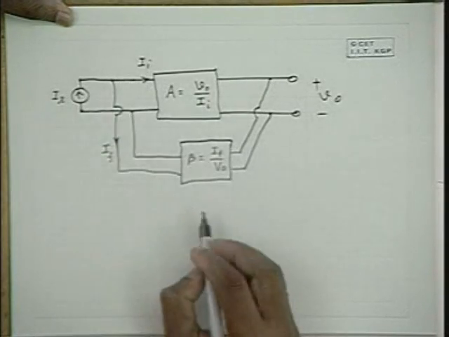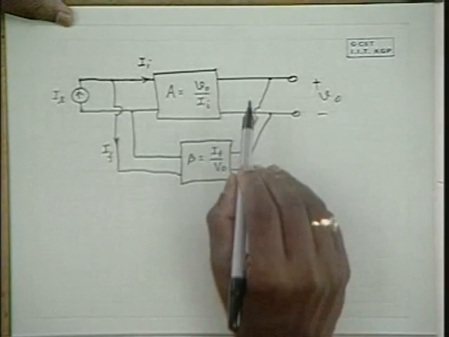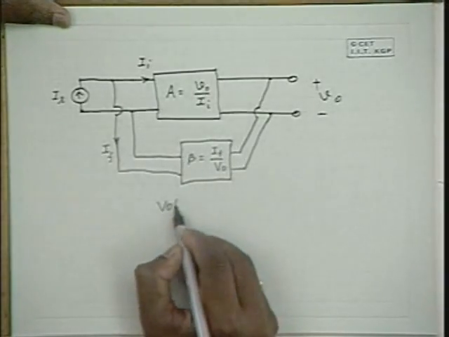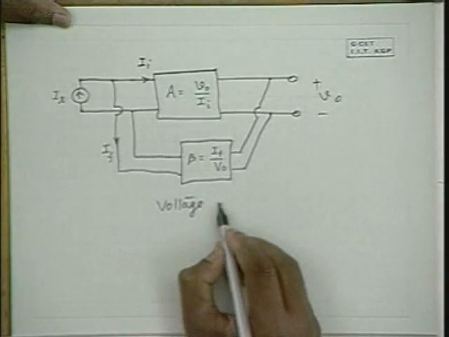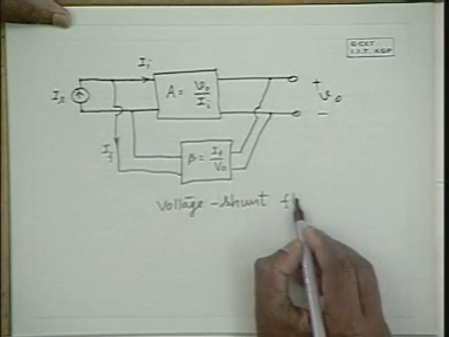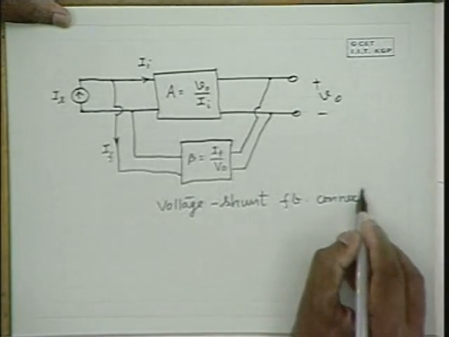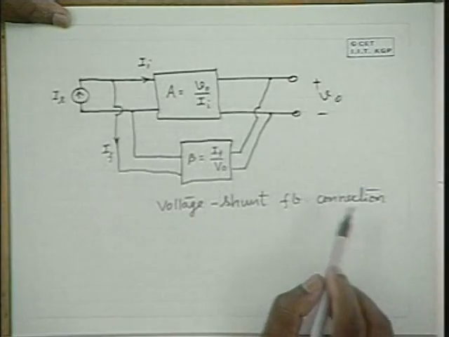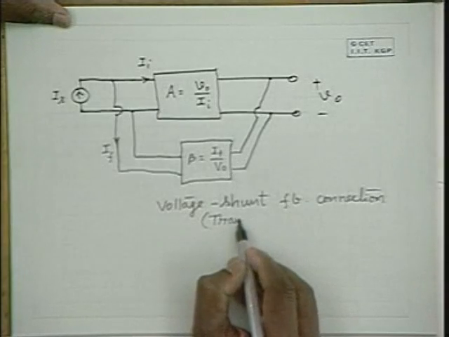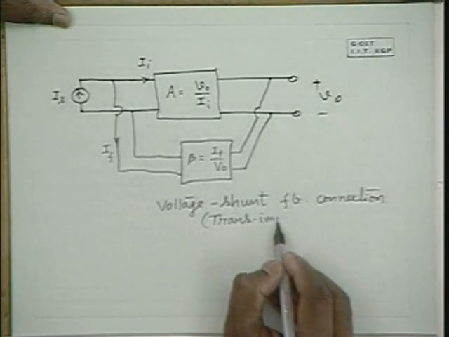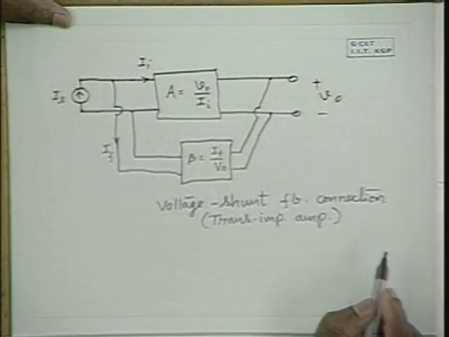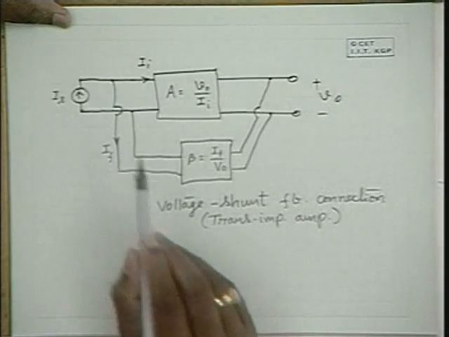So in this case now, the type of feedback connection is the voltage shunt feedback connection, which is applicable in the case of a transimpedance amplifier.